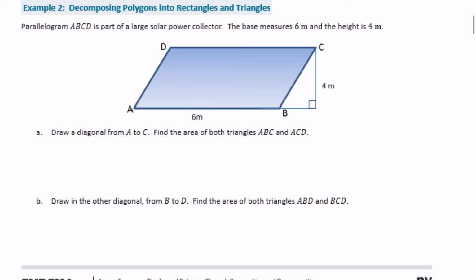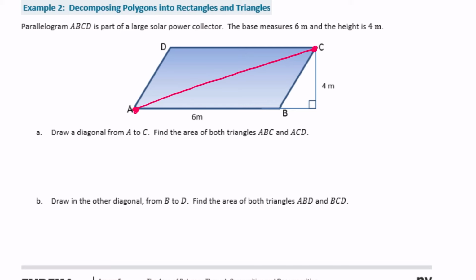Example 2. Parallelogram ABCD is part of a large solar power collector. The base measures 6 meters and the height is 4 meters. Draw a diagonal from A to C. So I'm going to draw a diagonal from A to C, like that. Find the area of both triangles ABC and ACD.